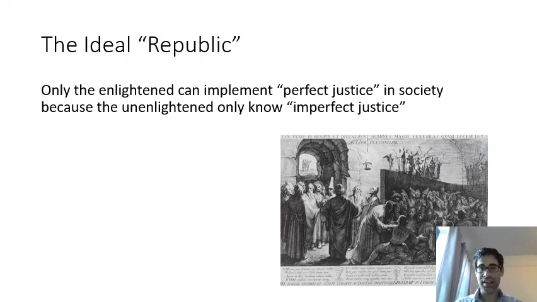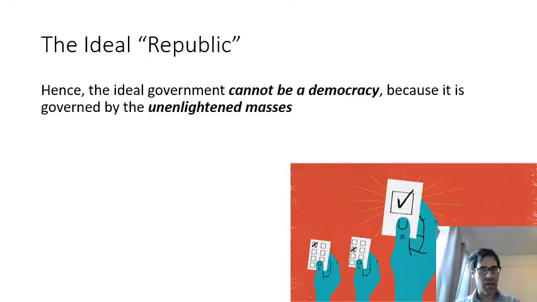And only the enlightened can implement perfect justice in society, because the unenlightened only know imperfect justice, right? So the unenlightened only understand the sensory world, but the enlightened understand the non-sensory or non-material world. Hence, the ideal government cannot be a democracy because it is governed by the unenlightened masses. And for Plato, why would you want society being governed by the unenlightened? It just doesn't make any sense.